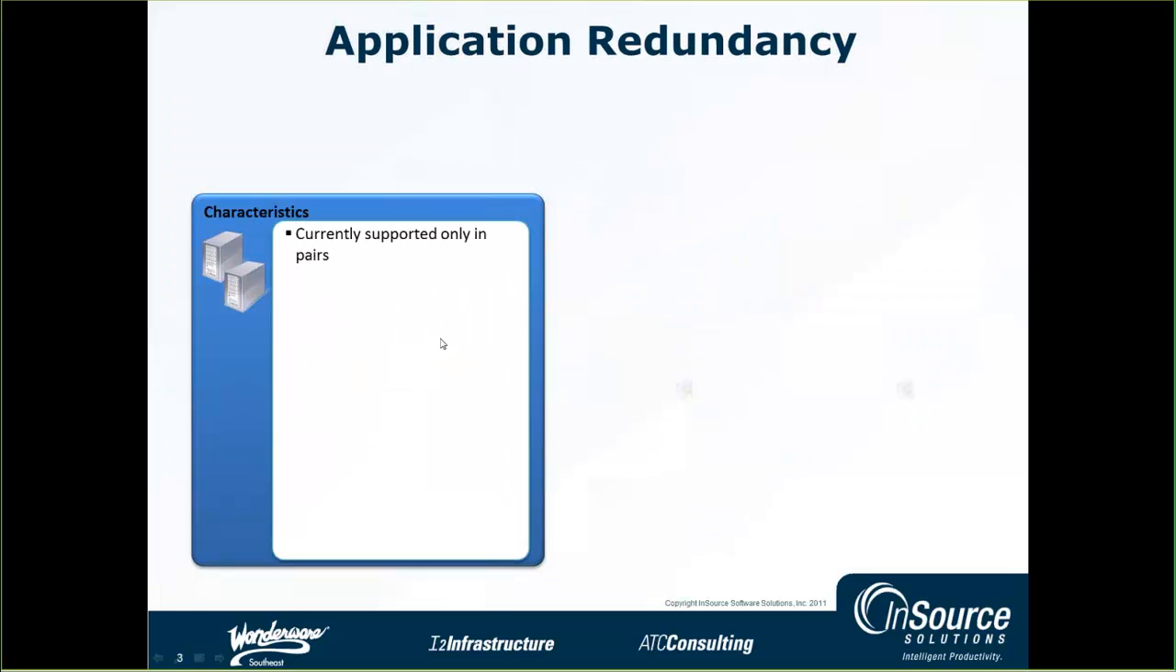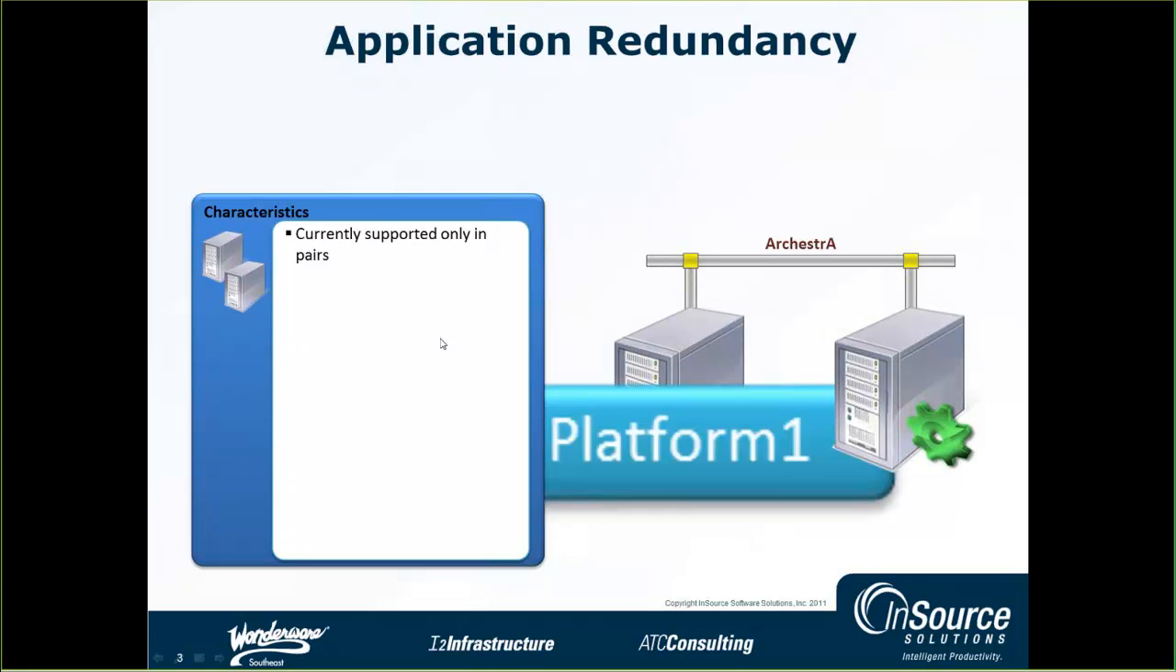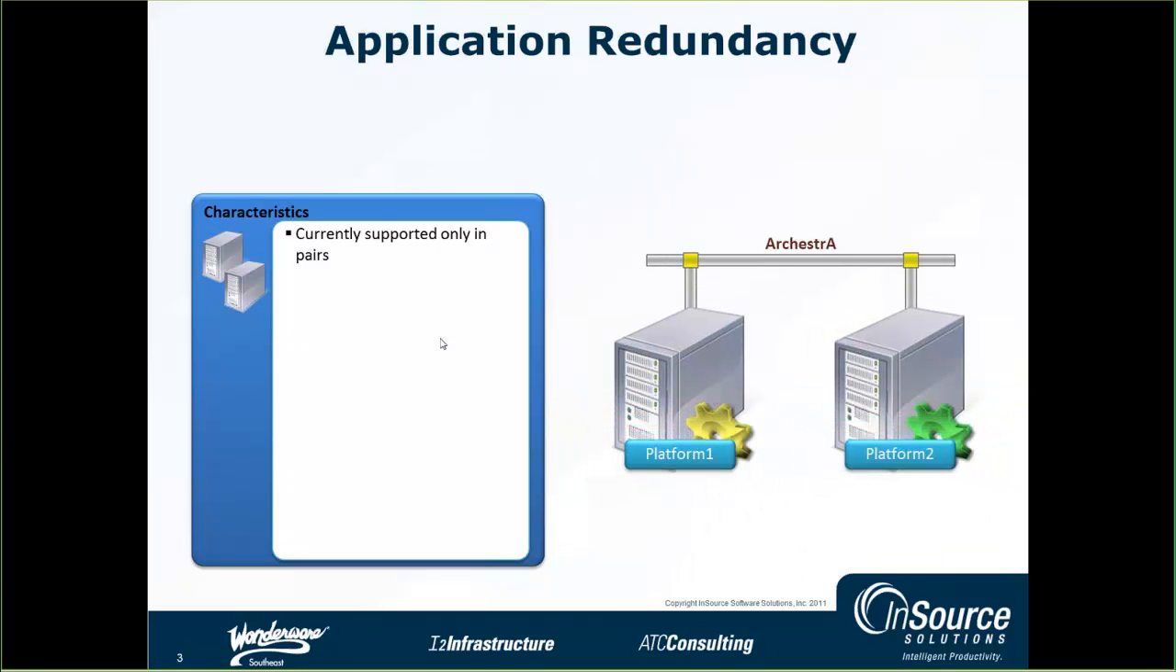Let's see, the characteristics of application server redundancy. It's currently only supported in pairs, so you pretty much need what we call a primary and then the backup server. It requires what we call an RMC, a remote message channel. Basically this is just a secondary network card in both the servers, the one that you want to be the primary and the one that you want to be redundant. And that remote message channel is essentially just a crossover cable between the 2 machines.